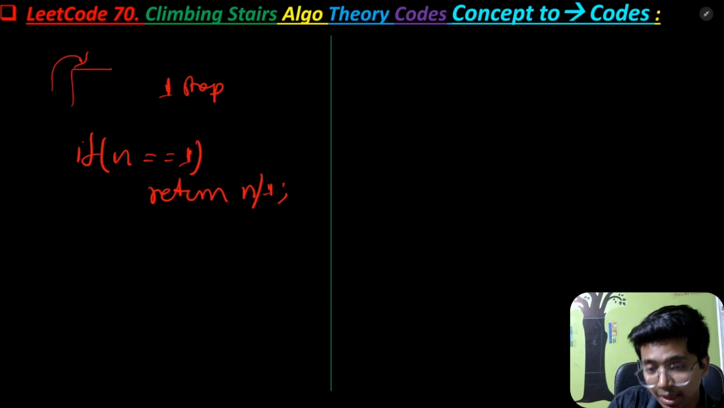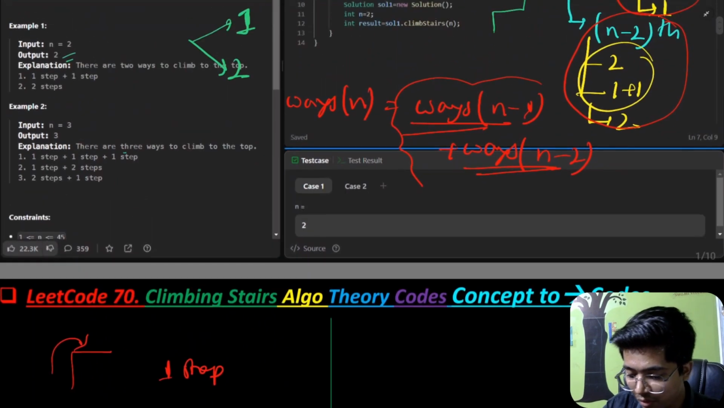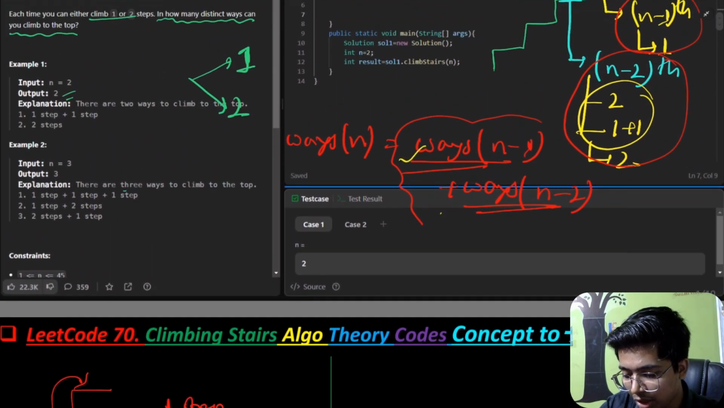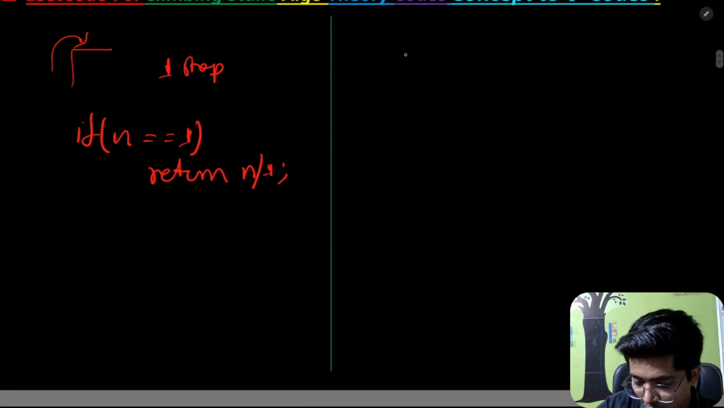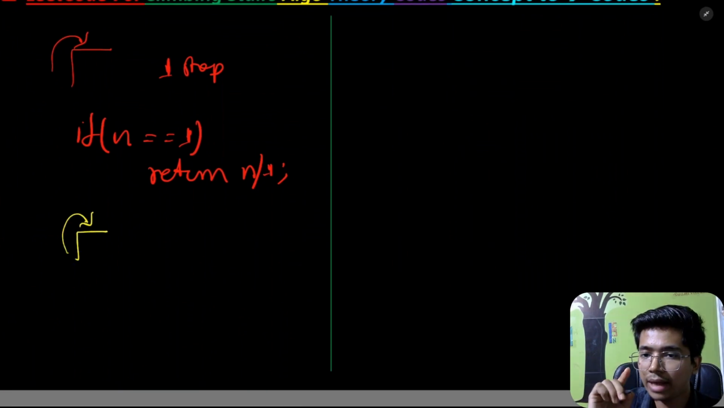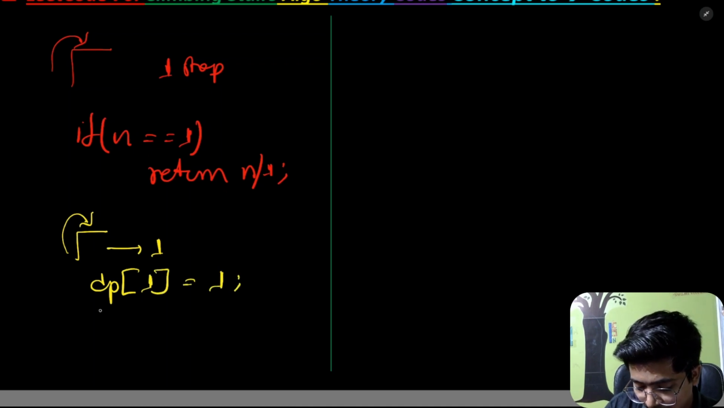This is one case. The second case is, we know it has already provided us values of n minus 1 and n minus 2. That means if we try to climb one stair from here to here, we have only one way. So we will initialize dp of 1 equals 1, and we will initialize the second one.